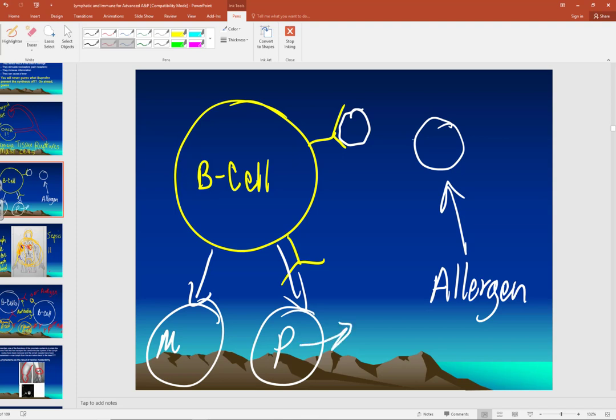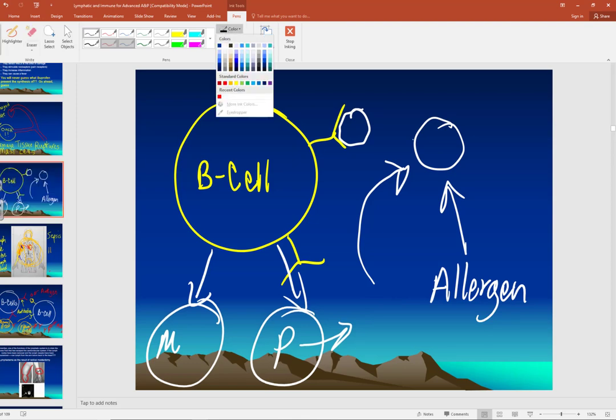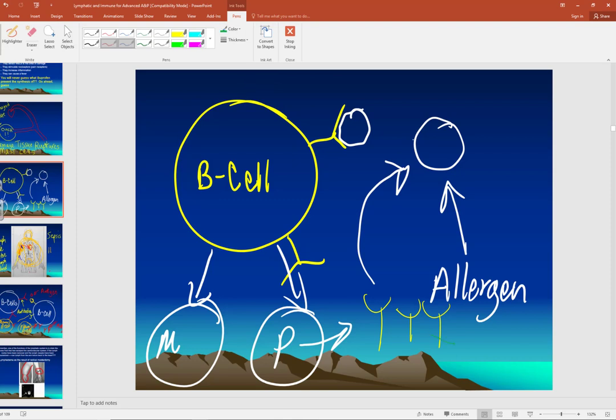And then what do the plasma B cells produce? They produce specific antibodies. You got me? And then the job of the antibody is to circulate around the blood and lymph and attack this guy here. You got me? But watch. In people with allergies, there's an additional step. When they produce these antibodies, they attach themselves to mast cells. What do mast cells contain? They contain histamine.